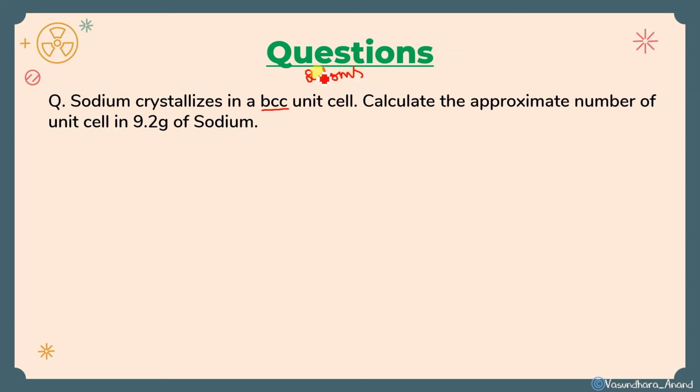So if I find the number of atoms present in this many grams, can I find the unit cells, isn't it? 2 atoms are present in 1 unit cell. So इससे जो हम find करेंगे, number of atoms, that will be present in how many unit cells, निकल जाएगा. So 9.2 gram में हम पहले find करेंगे the number of atoms.